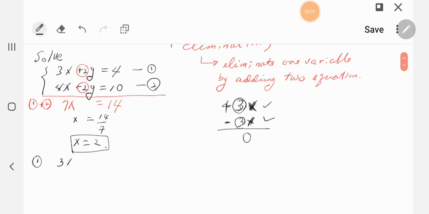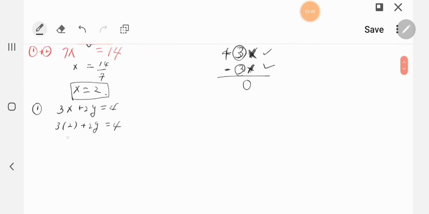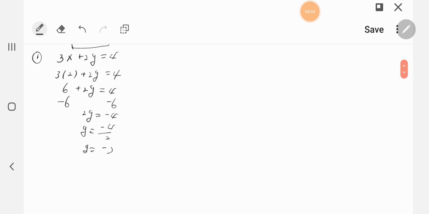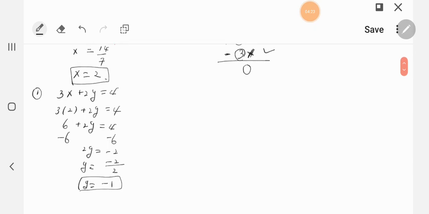Equation 1 is 3x plus 2y is equal to 4. Replace x with the value 2. Then we can find the value of y. So 6 plus 2y is equal to 4. Then minus 6 from each side, so 2y is equal to negative 2. Divide each side by 2. Then we have y equal to negative 1. So, as you can see, the solution is x is 2 and y is negative 1.